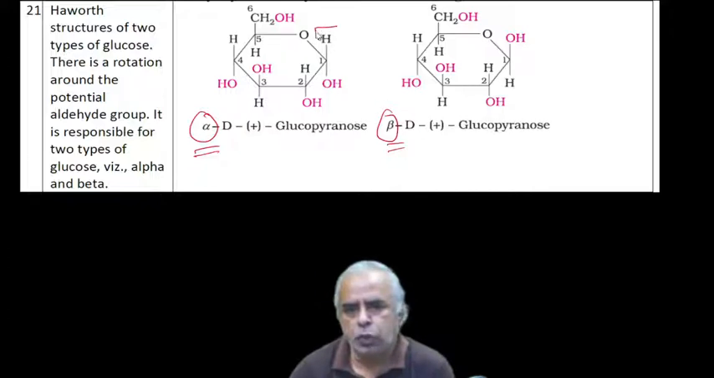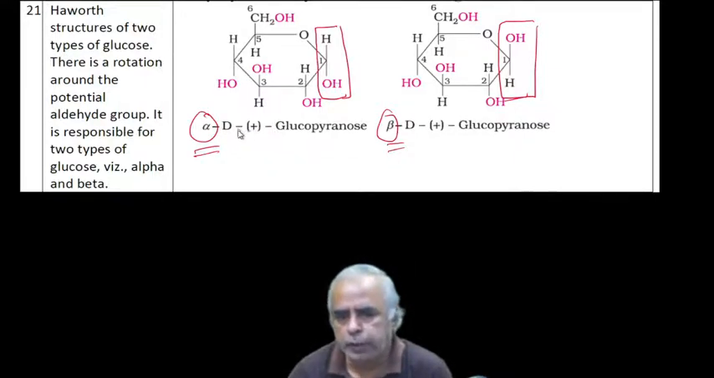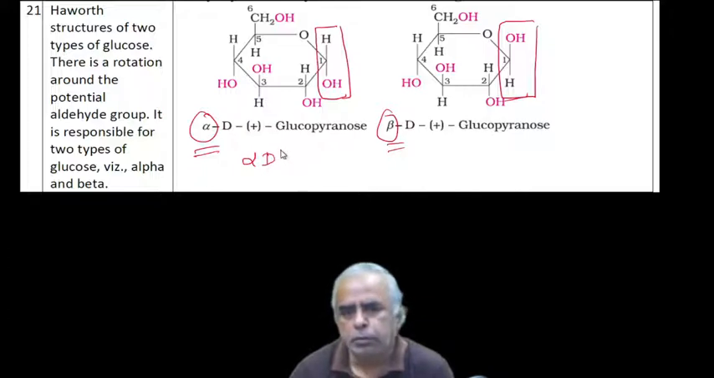Okay, so based on this potential group, the nomenclature varies. So here it is alpha D plus. Okay, so don't put minus, these are all only hyphen. So I would suggest you can simply put alpha, better put D means dextrose, and then put plus, then glucopyranose. Okay, don't put this hyphen, you may get confused. So this is alpha D plus glucopyranose.